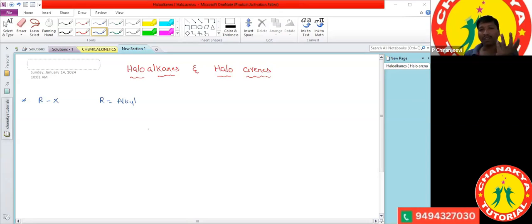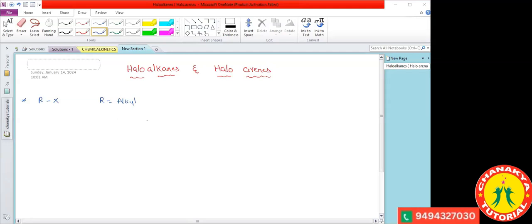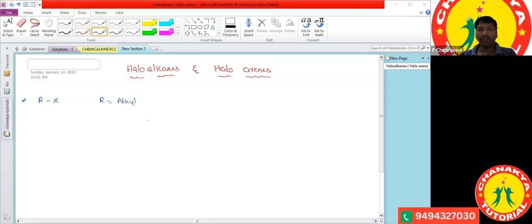First of all, what is meant by hydrocarbon? Before going to the chapter, I'll give a brief introduction. What is meant by hydrocarbons? Compounds which are made up of carbon and hydrogen. Very good, Aditi. The compounds which contain carbon and hydrogen are called hydrocarbons.